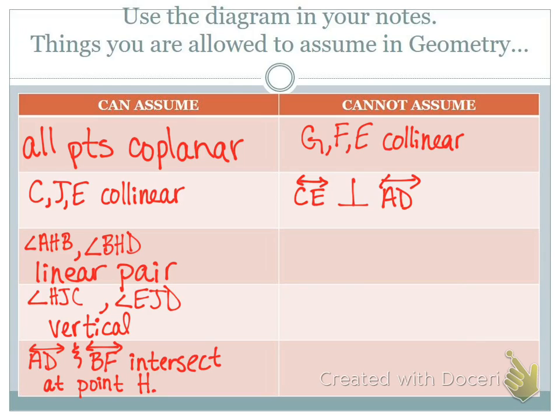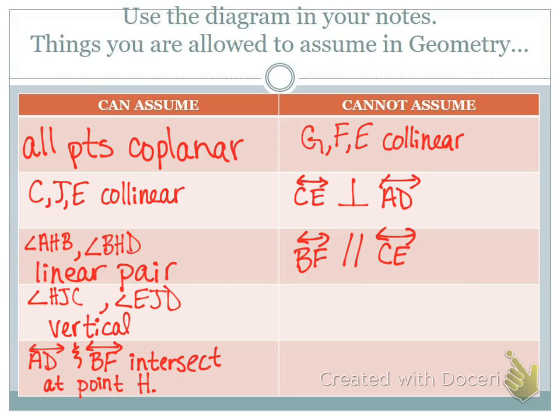Okay, same thing with BF. We can't assume it's perpendicular either. We cannot assume that lines BF and CE are parallel. We cannot assume lines are parallel unless we are told it or we can prove it, which we will get into in a later chapter. We cannot assume angles are congruent unless there's a reason for it.